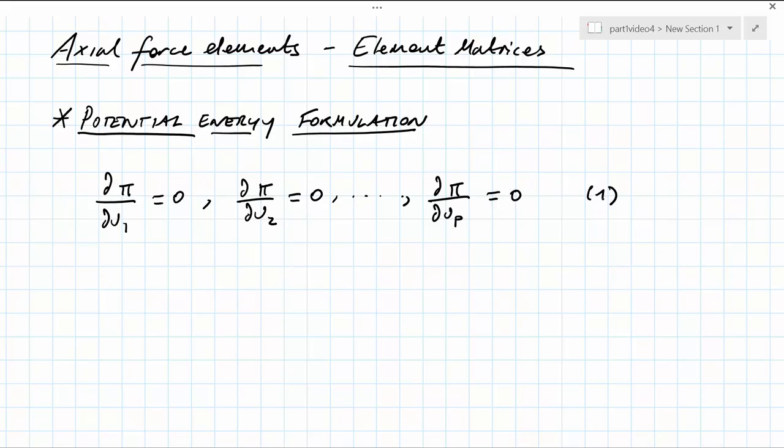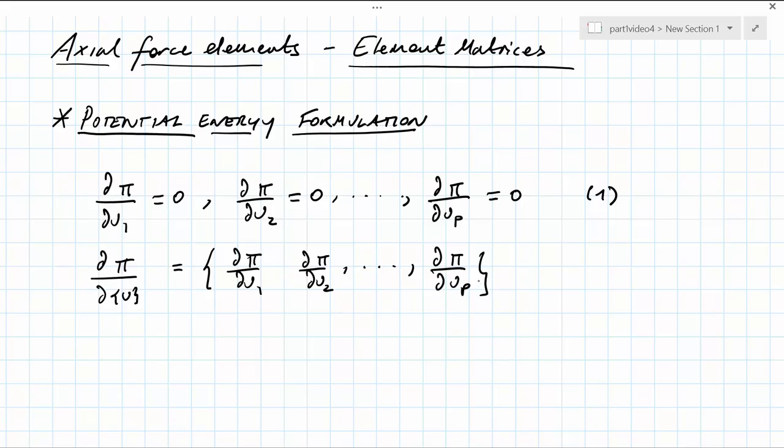We can rewrite this equation in vector form to give d pi du, where u in curly brackets is a vector of displacements, and then all of these differentiation terms can be collected into a single vector, again denoted by curly brackets, d pi du1, d pi du2, d pi dup, and all of these are set equal to 0.